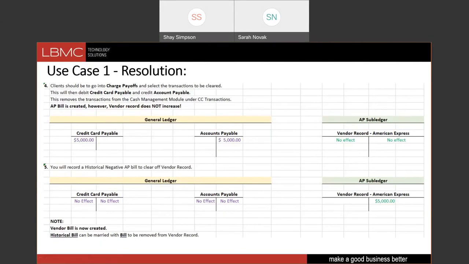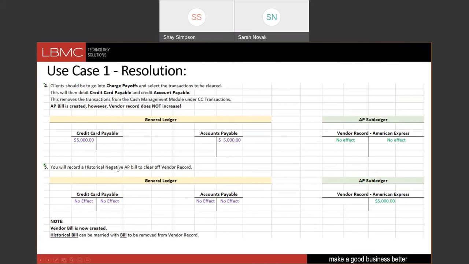Now, if you remember back to your days of implementation and when you were loading in all of your history, what did you have to do, or what did LBMC do for you? We loaded AP bills into the subledger that did not affect the general ledger for us to be able to pay off of. So we're leveraging off of that exact same concept.